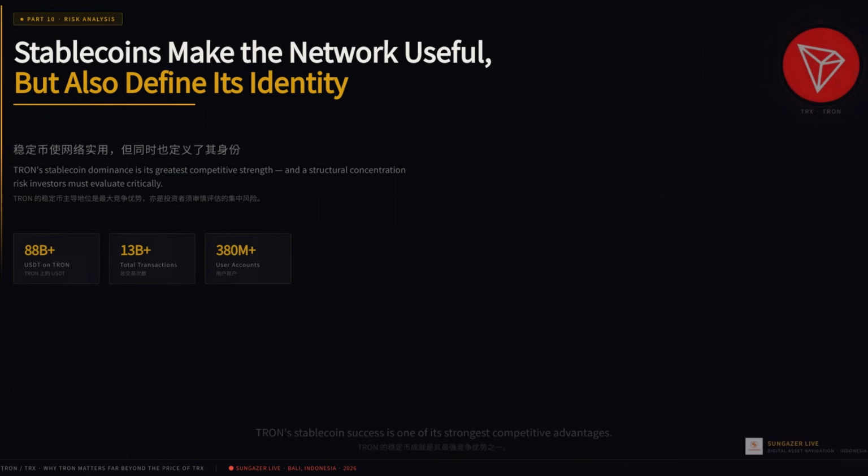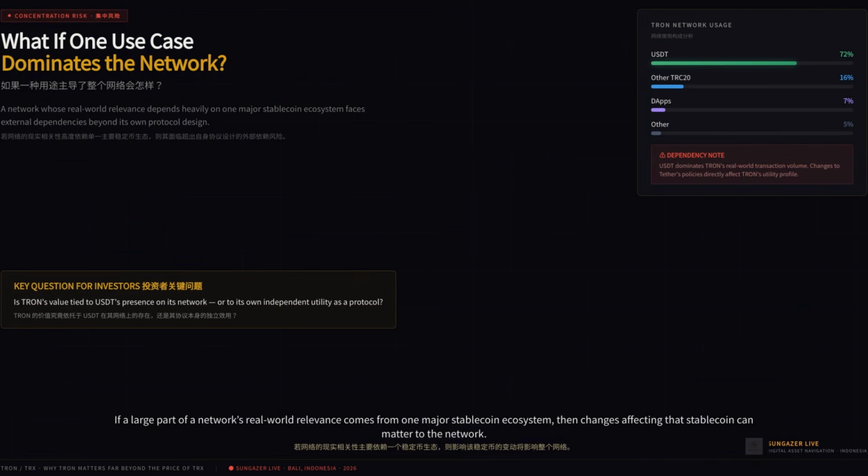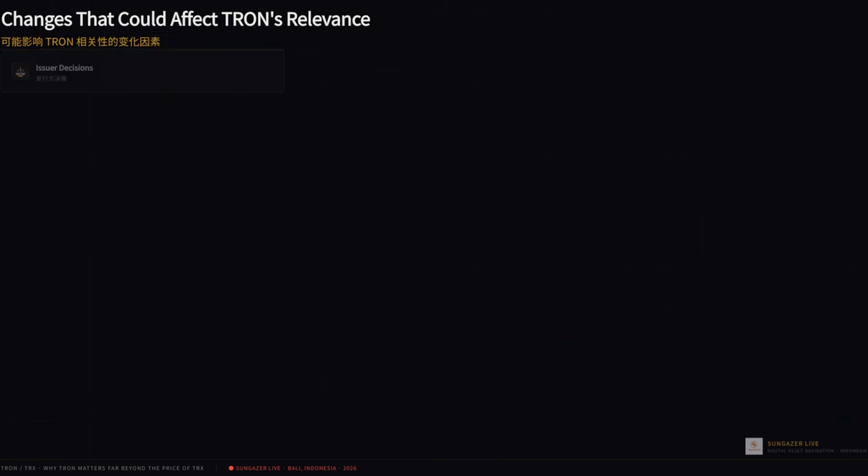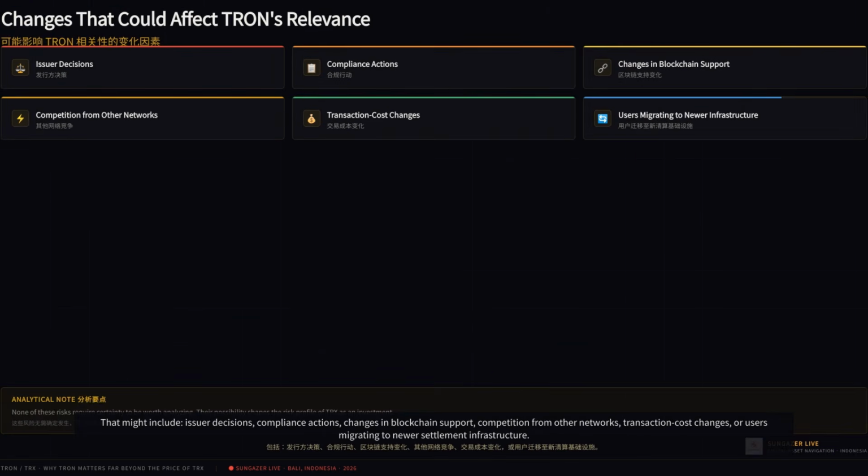TRON's stablecoin success is one of its strongest competitive advantages. It is also something investors should analyze critically. If a large part of a network's real-world relevance comes from one major stablecoin ecosystem, then changes affecting that stablecoin can matter to the network. That might include issuer decisions, compliance actions, changes in blockchain support, competition from other networks, transaction cost changes, or users migrating to newer settlement infrastructure.